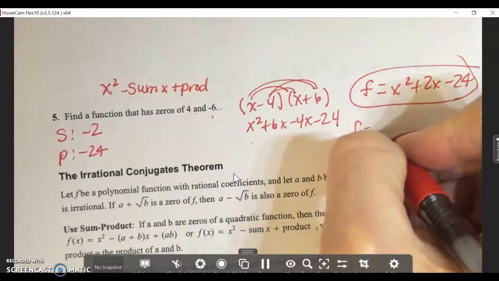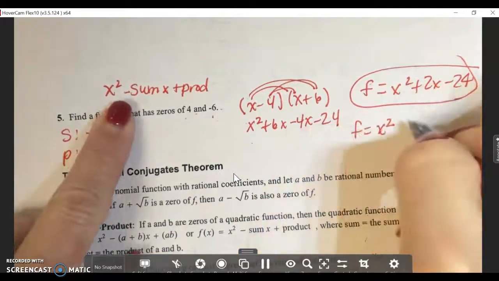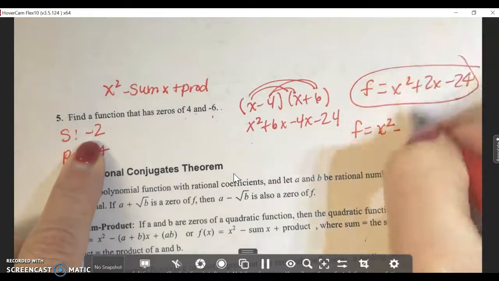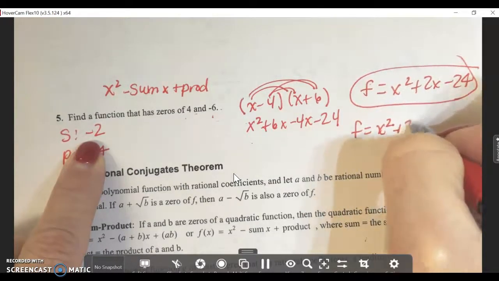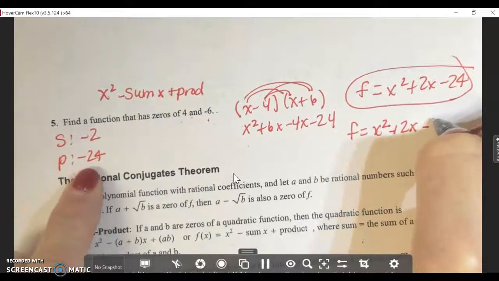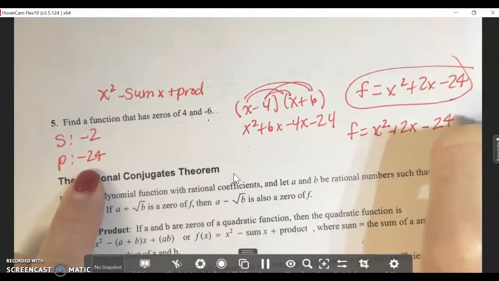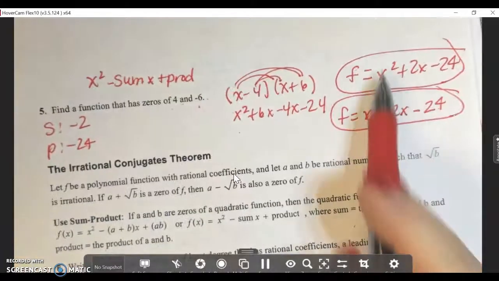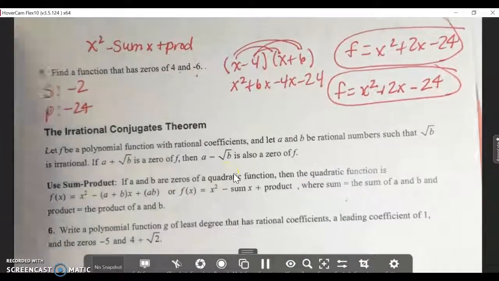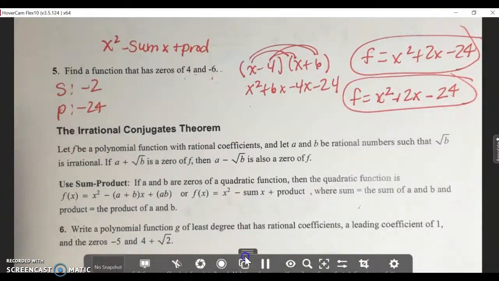So the function is going to be x squared minus the sum. So if I do minus negative 2, what do I get? Plus 2x, and then plus the product. But if it's plus negative 24, and see how we get the same answer. Okay? So that is a helpful thing to know.